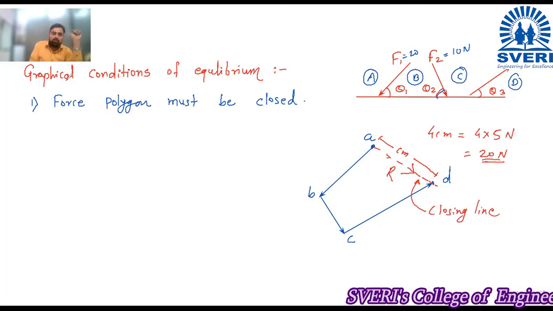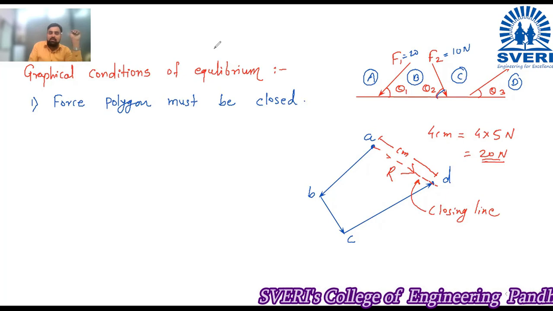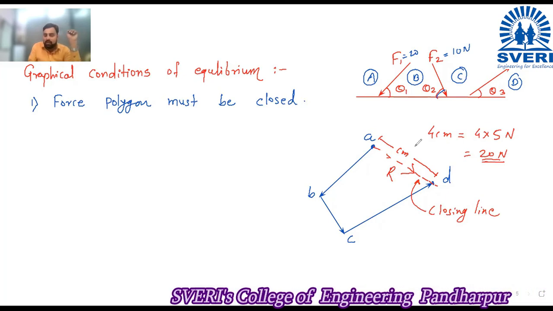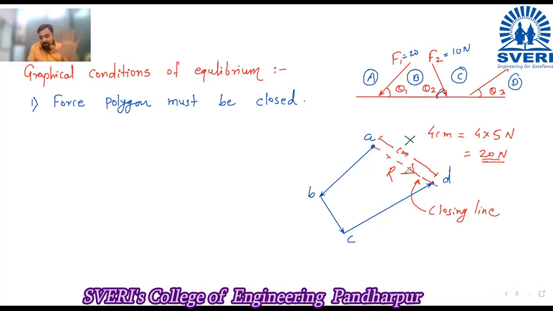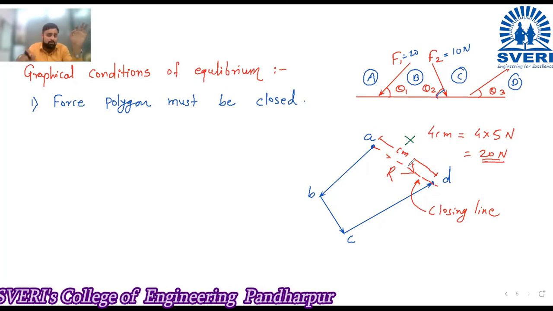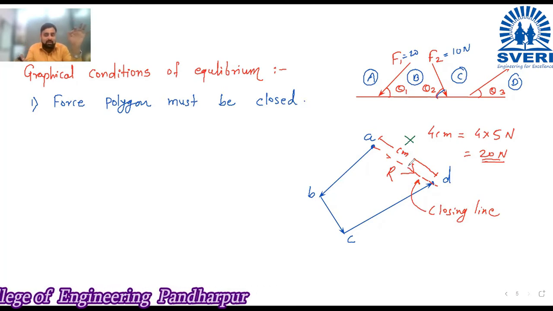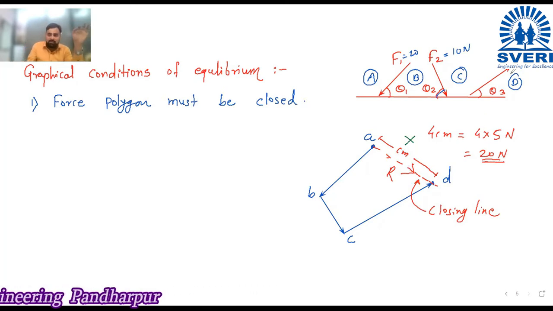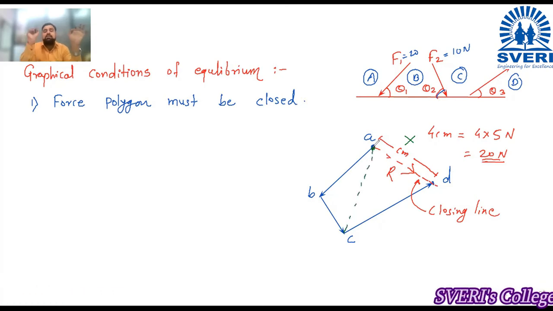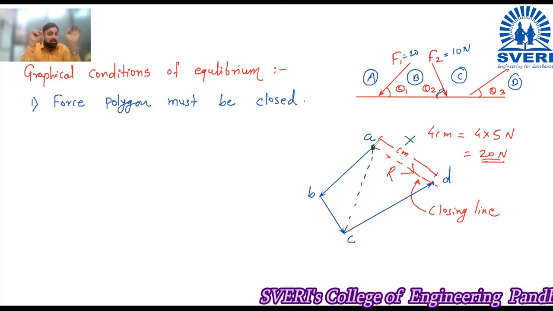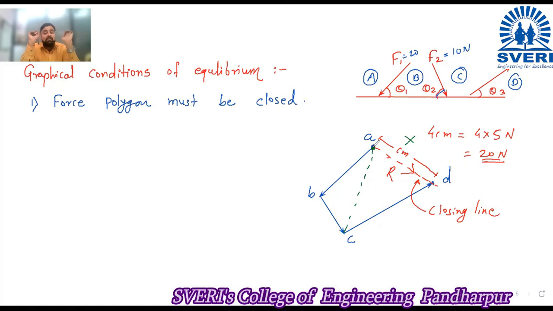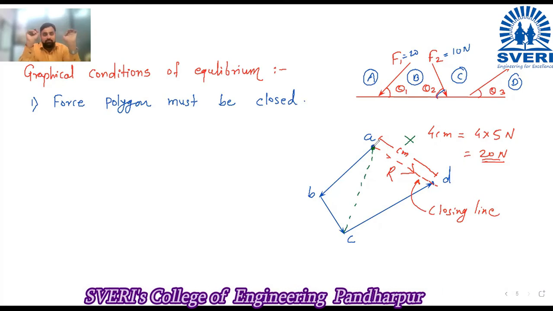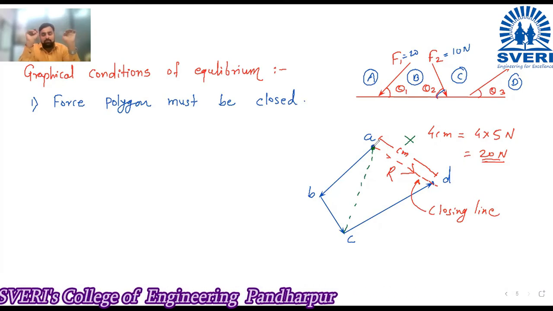So according to the graphical condition, this line should not be there, normally when finding the resultant. But when you say that your system is in equilibrium, this F3 should not go here but close directly at the first point, so that your resultant is 0. Are you getting my point? That is the meaning of force polygon must be 0. Yes or no? Yes, sir.